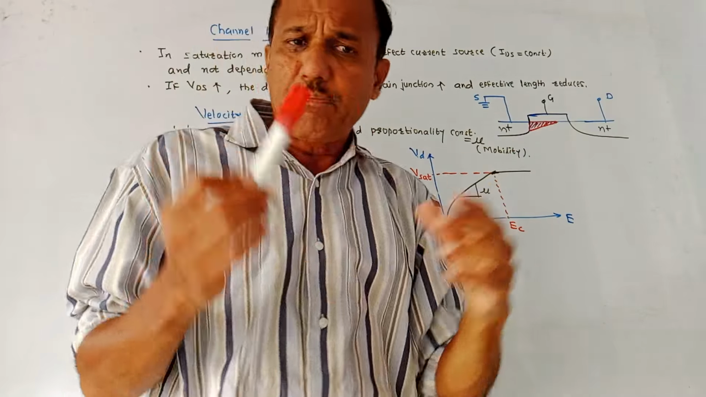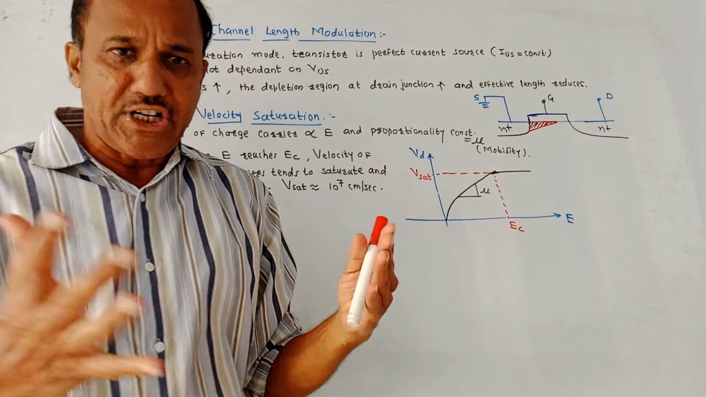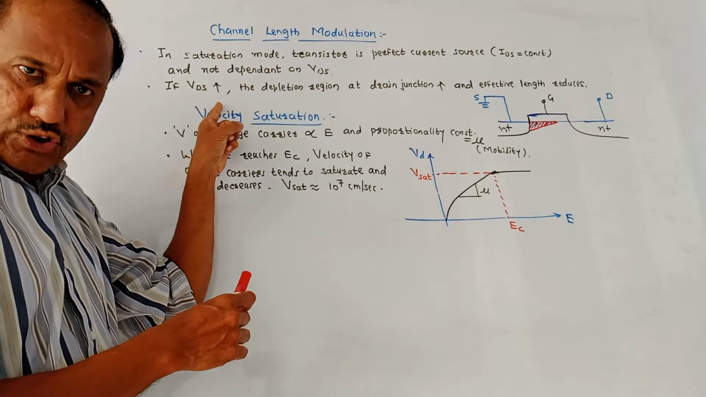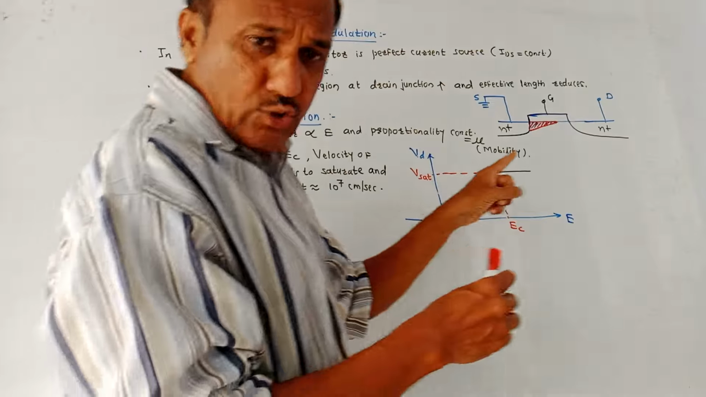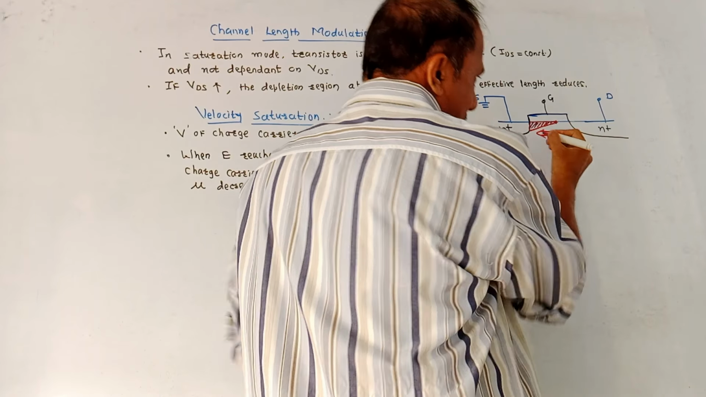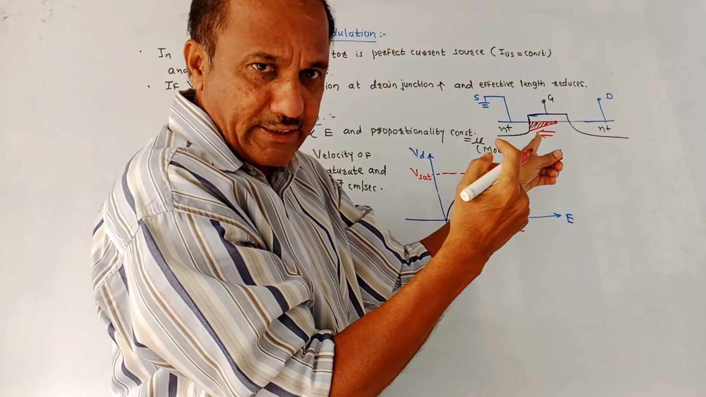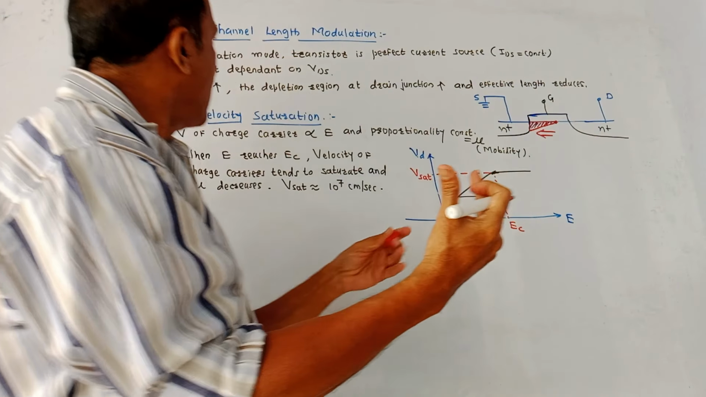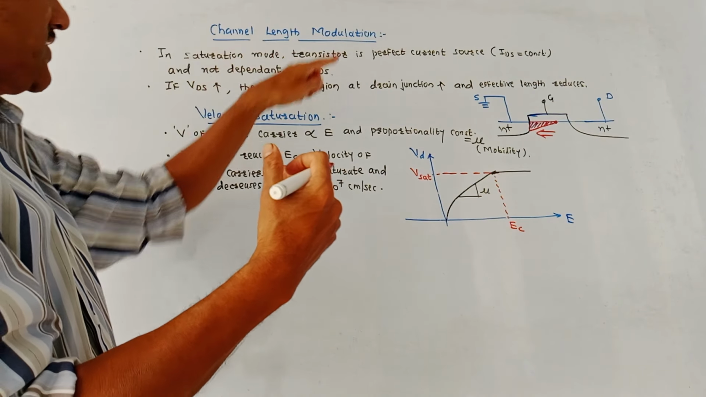Actually, there is one term which is called the pinch-off condition. As VDS, the drain to source voltage, goes on increasing, this pinch-off point moves towards the source terminal, that is away from the drain terminal. So the effective length of the channel gets reduced. It is the channel length modulation.